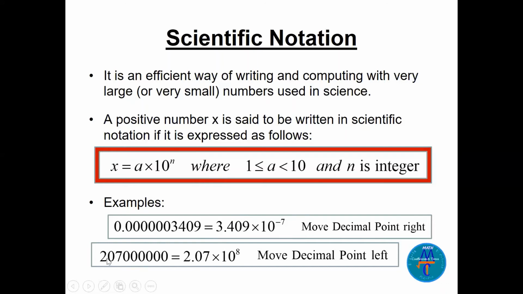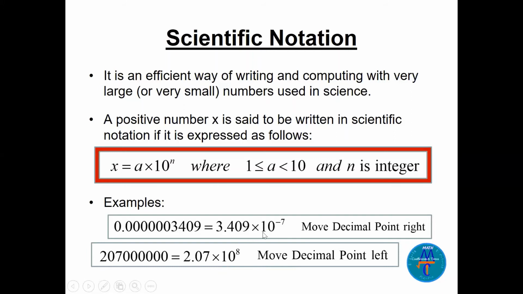Let's look at this number, 207,000,000, a big number. So where's the decimal point? The decimal point is here after the last zero. So move it to the left. You see, go to the left. Don't stop at 7. We stop at 2 because 2.07 is a number between 1 and 10. So I moved 1, 2, 3, 4, 5, 6, 7, 8. Since I'm moving to the left, that means it's a big number. So 10 to the power 8. 8 now is the integer exponent.